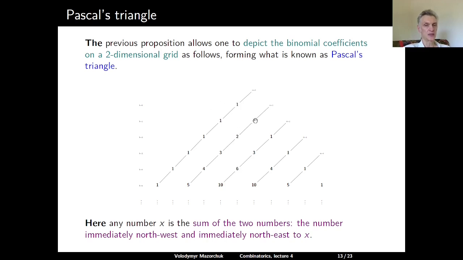2 is equal to 1 plus 1, 3 is equal to 1 plus 2, 6 is equal to 3 plus 3, and so on. This is one very easy way to compute and draw binomial coefficients in this kind of triangular array. This is known as Pascal's triangle.